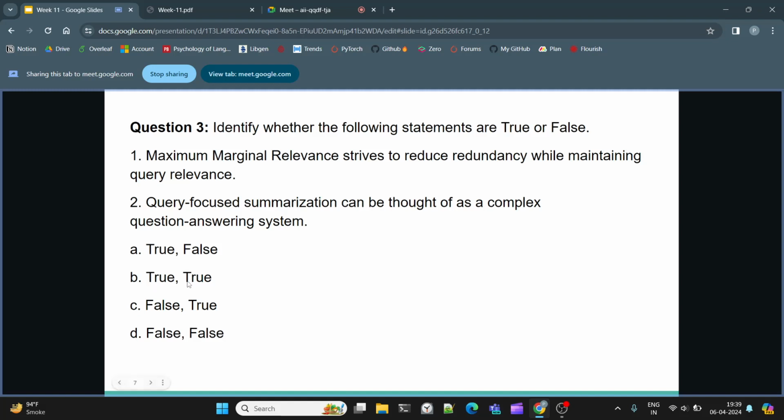So does anybody have a doubt in this? Text is not simple than summarizing the whole document. In a summary of the whole document, it's difficult to identify the relevance.